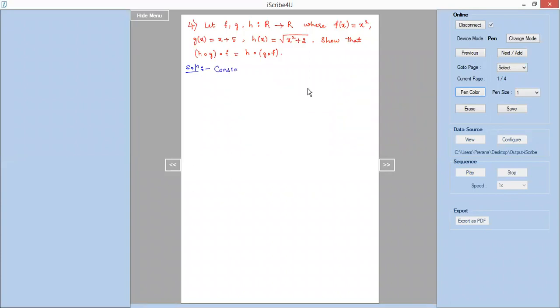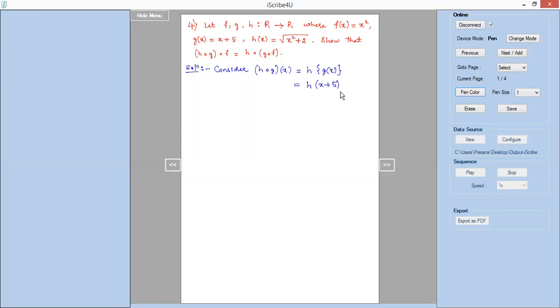Consider h composition g of x, and that is given by h of g of x. This in turn can be written as h of x plus 5, since g of x is defined as x plus 5, that is why we can write it as h of x plus 5.